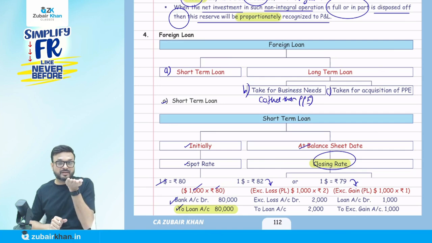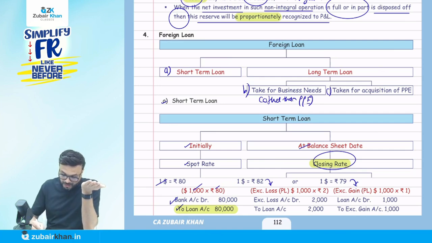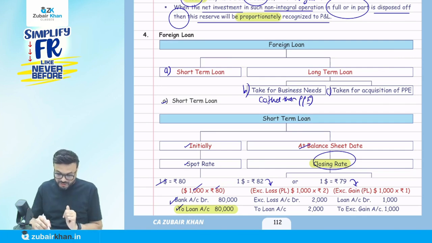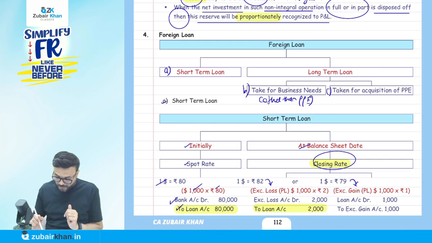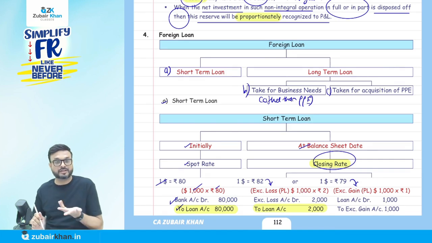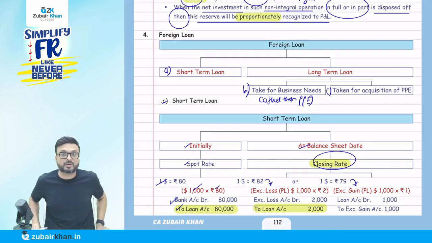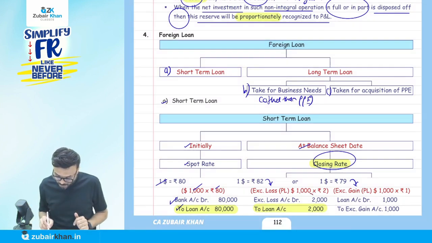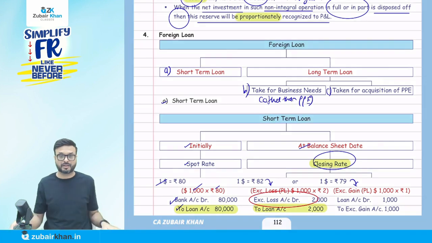So, the loan is a monetary item, and we have to increase the value. You can see how much additional we have to pay for $1: rupees 2. Initially recognized at 80, I have to increase by 2. So the loan will be increased by rupees 2 multiplied by $1,000, that is 2,000. Where will this exchange loss go? It will go to the profit and loss account. Simple.